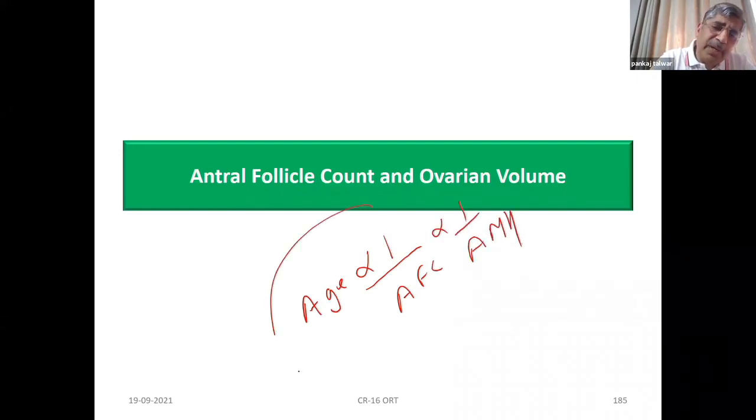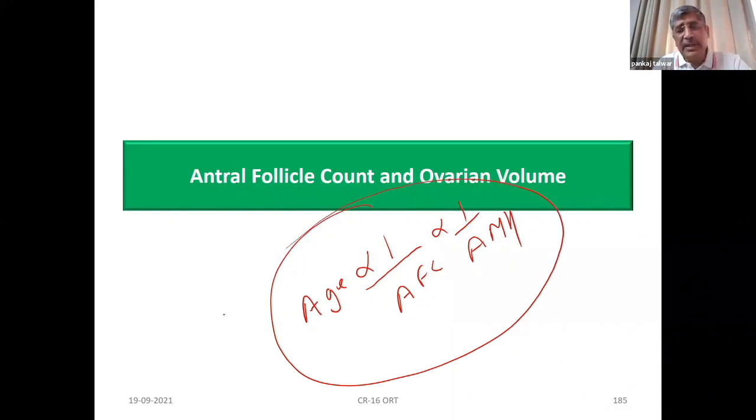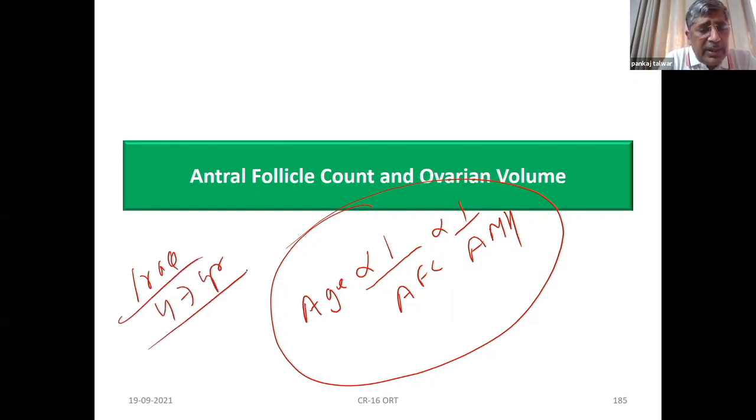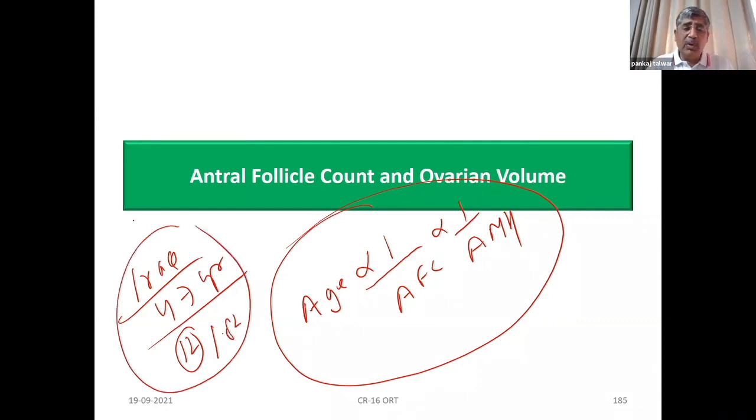This is a formula I tell to all, but it can be challenging. Yesterday I had a lady who came to me from Iraq, and this woman was 47 years old. I could find an antral follicular count of around 12 in her, and AMH was 1.82. So variations can be there, but overall, when we look at the woman, age is inversely proportional to the AFC and AMH values.